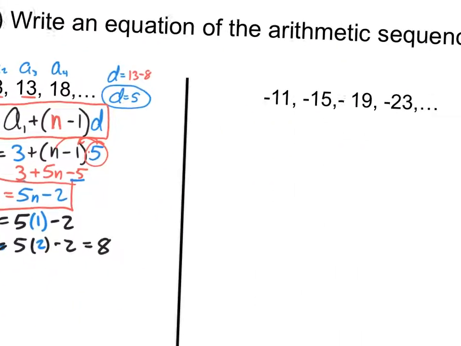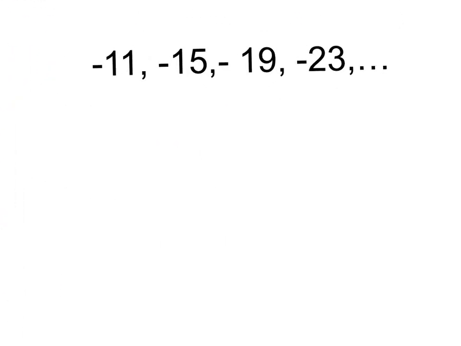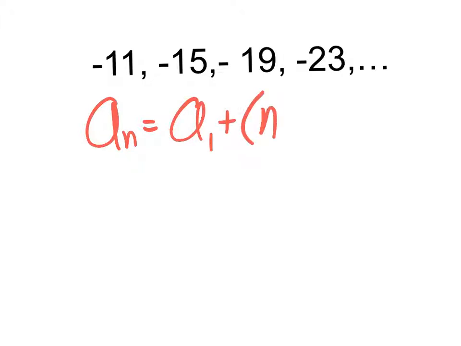So let's try it with this one over here. Let's write down the general rule again. What is the general rule? It's a sub n equals what? Your first term. What's your first term? A sub 1, and then you have a plus sign, parenthesis, n minus 1, close parenthesis, times a common difference d. You have to have that memorized. Okay, that's a big part of today's lesson.